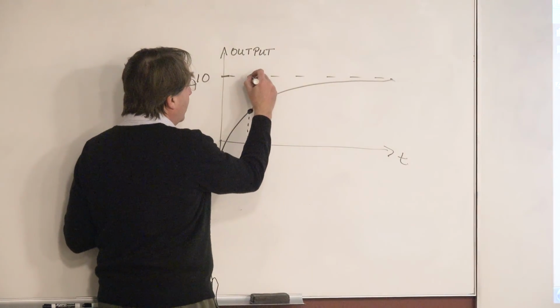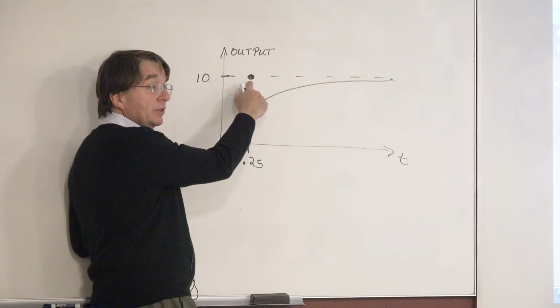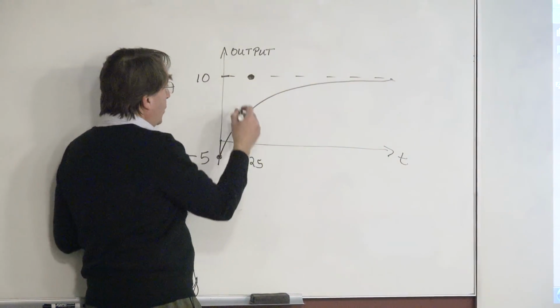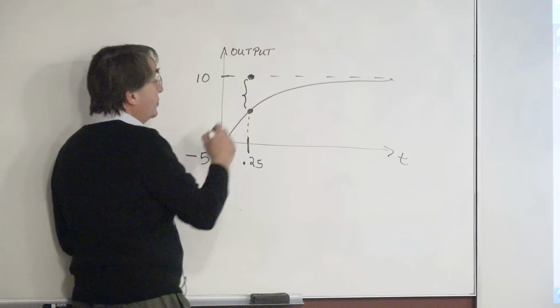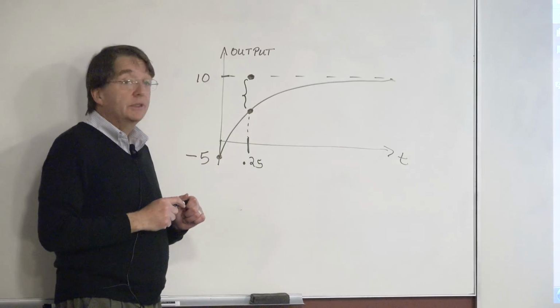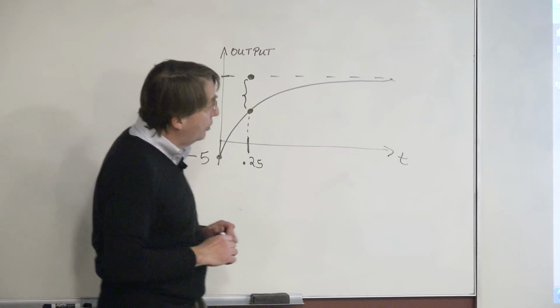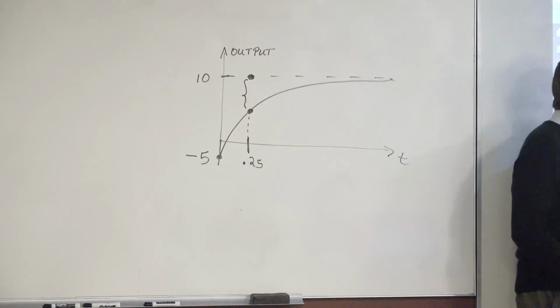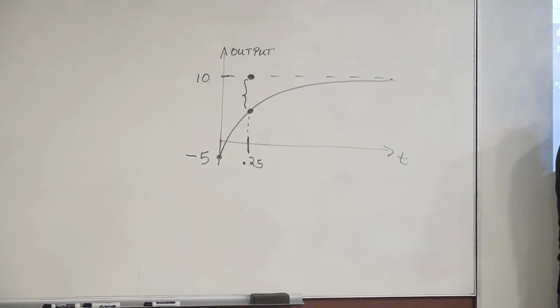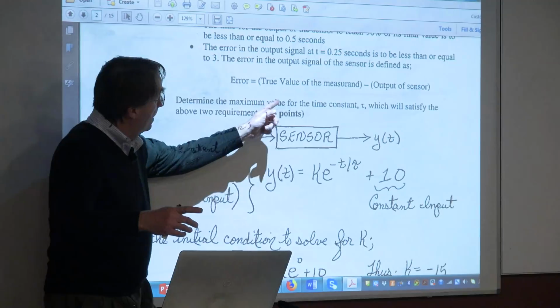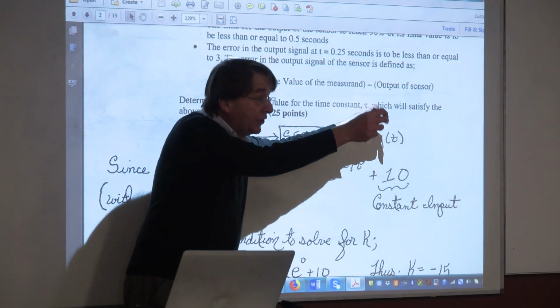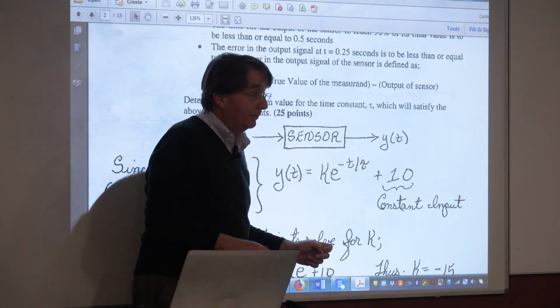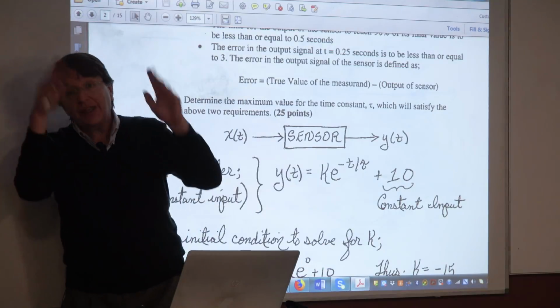But the real value of what I'm trying to measure is this. So this here is the error. And that's what I wrote here. See, the error is the true value of what I'm trying to read, which is 10, minus the value of the sensor at that moment. And the fact that they're different, that's the error.